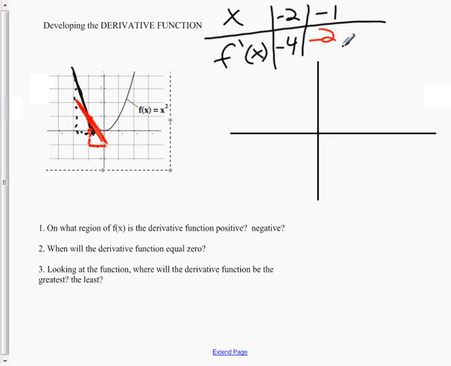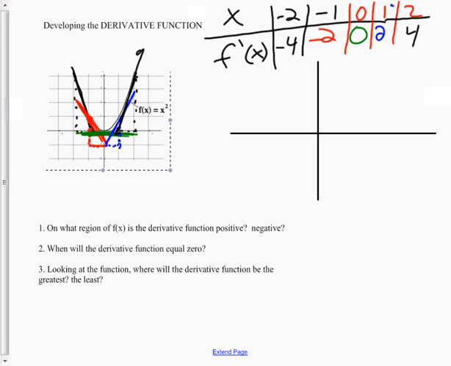Let's finish with the next three points. When x equals 0, we've got a local minimum, and we draw the tangent line that has a slope of 0. So when x equals 0, the slope of the tangent line is 0. And when x equals 1, draw the tangent line. Similar to when x equals negative 1, now we have a slope of 2. And lastly, when x equals 2, drawing the tangent line and inspecting that slope, it has a slope of 4.